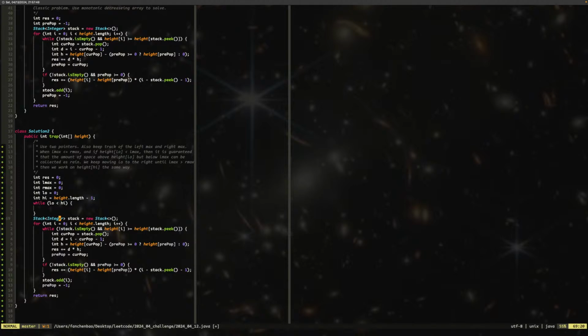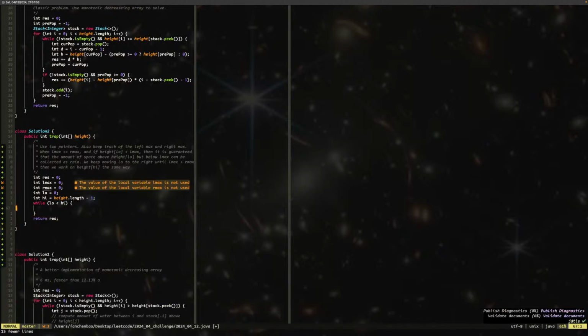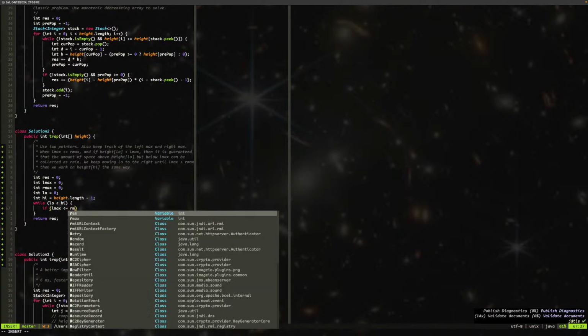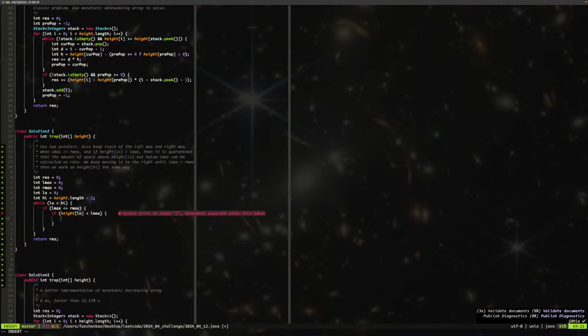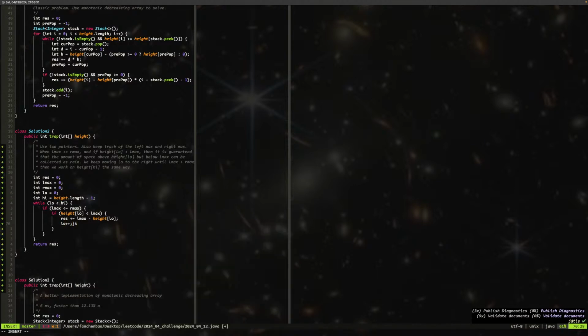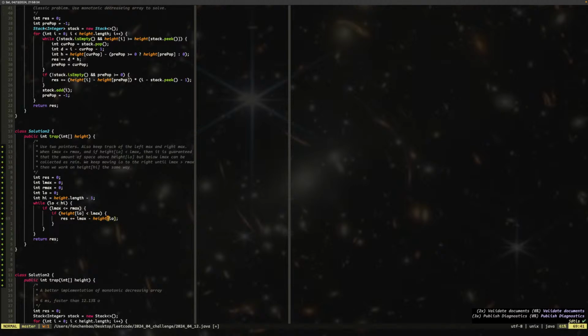Okay, we say if left max is smaller or equal to right max, if height low is smaller than left max, then rest plus equal to left max minus height low, and low plus plus. Oh, we can actually do this in one line.